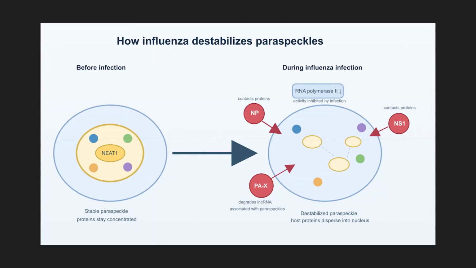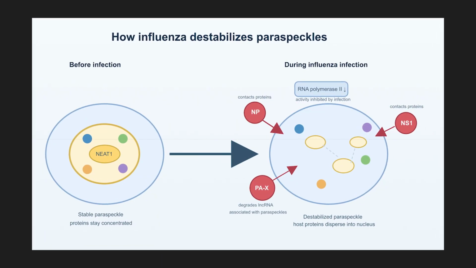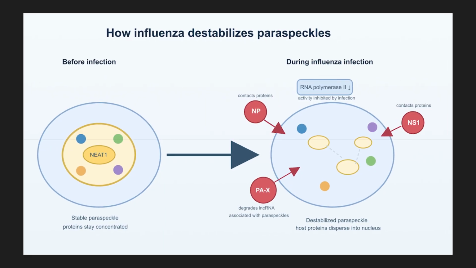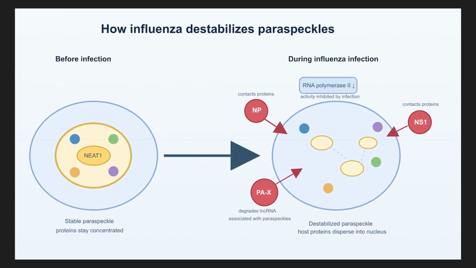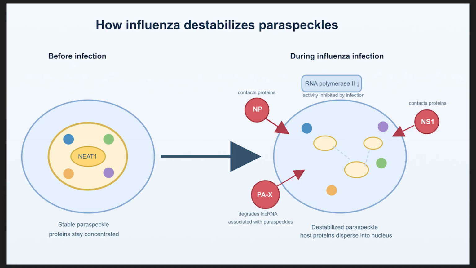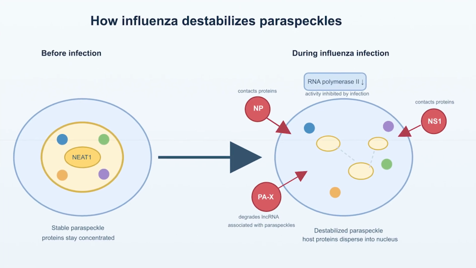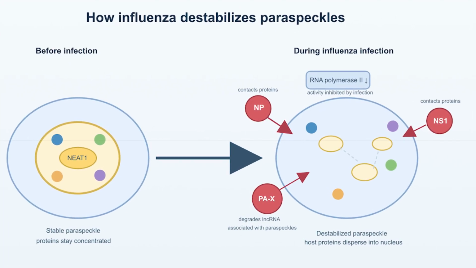And this was not caused by one viral protein acting alone. Influenza nucleoprotein and NS1 contacted proteins normally concentrated in paraspeckles. The viral polymerase degraded the long non-coding RNA housed there. The infection also inhibited the cell's RNA polymerase II activity. Together, those changes destabilize the compartments.